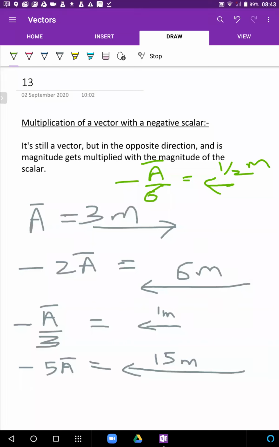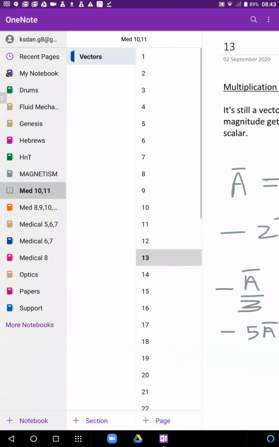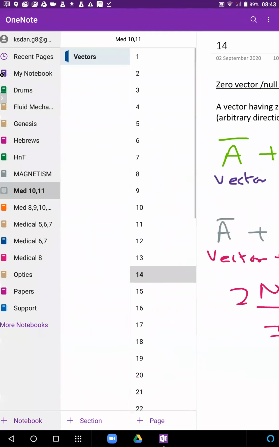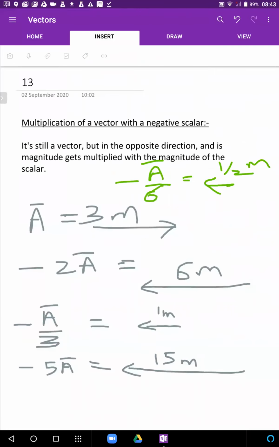Okay, let me know if you're done with this page. If you're not done, say wait. Yeah, that's simple. Multiplication. Okay, I'll wait. Yeah. Multiplication with a vector is really, really simple. Sorry, multiplication of a vector with a number is really simple. With a scalar is really simple.